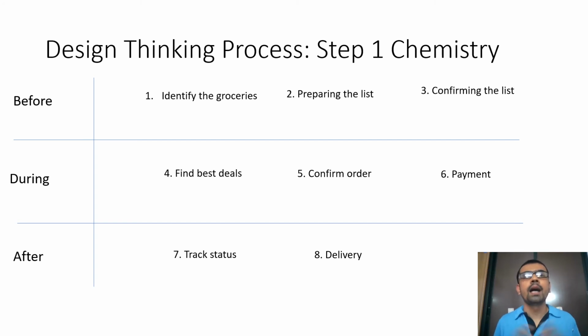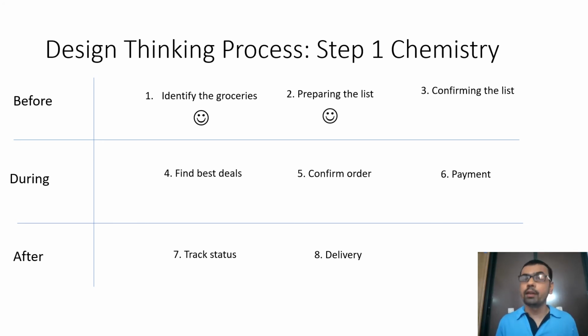Okay, now after getting activities listed as before, during and after, we need to put emotional highs and lows for each sticky note. Emotional highs and lows meaning what they are feeling while doing that particular activity. They are happy or they are sad. So let's say the first one is identifying the groceries. Maybe they are happy because that person needs to find the groceries from the market or from the mobile app.